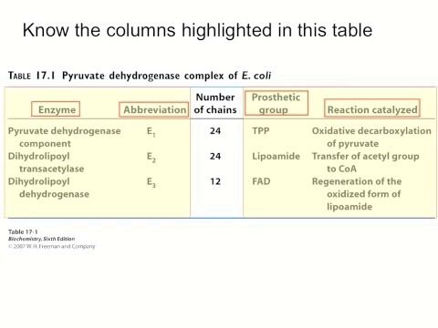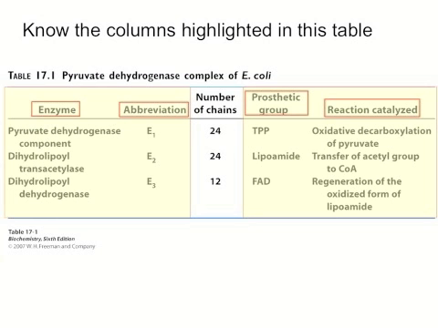Now, the pyruvate dehydrogenase component, E1, uses a prosthetic group known as TPP. This carries out oxidative decarboxylation of pyruvate. So we are going to oxidize pyruvate and remove a carbon in the form of carbon dioxide.